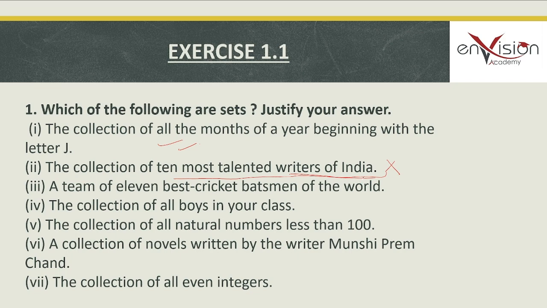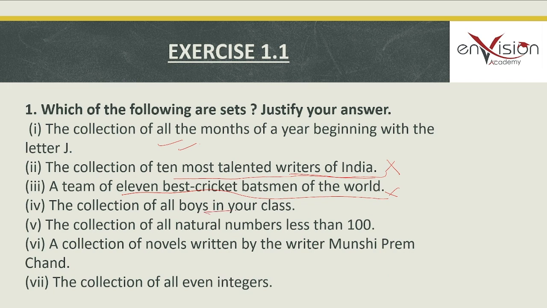Then we have a team of 11 best cricket batsmen of the world. Now one team with 11 best cricket batsmen of the world. Can you guess it? Can you find out the exact elements? बस आपको ये सोचना है कि क्या मैं उसके elements लिख पा रही हूँ या लिख पा रहा हूँ. जो मुझे सेट बोला गया है, क्या मैं उसके elements immediately लिख पा रहा हूँ. If you are able to do, then it is a set. If you are not able to do it, then it is not a set. So 11 best cricket batsmen of the world is also not a well-defined set.